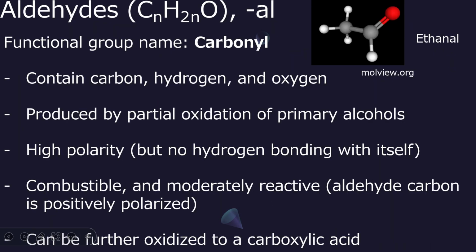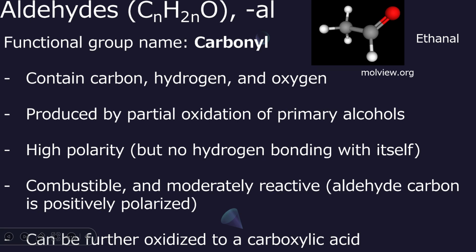All right, so let's talk about all those things I just introduced. Aldehydes: CnH2nO, general formula, suffix -al in naming. Example, ethanal. Functional group name of this is carbonyl, carbonyl group. So aldehydes contain carbon, hydrogen, and oxygen. They are produced by partial oxidation of primary alcohols at the end of a chain.